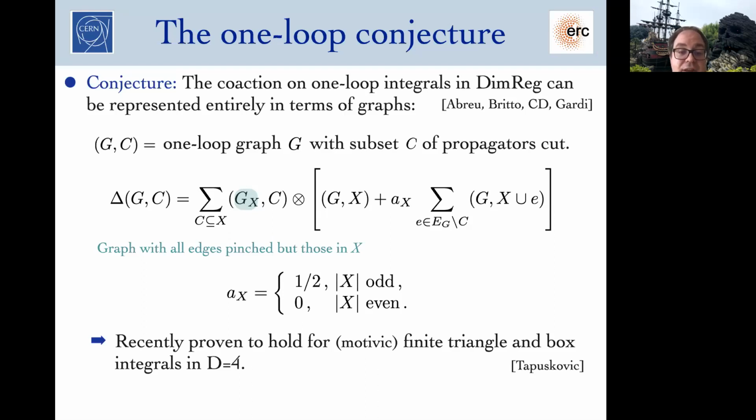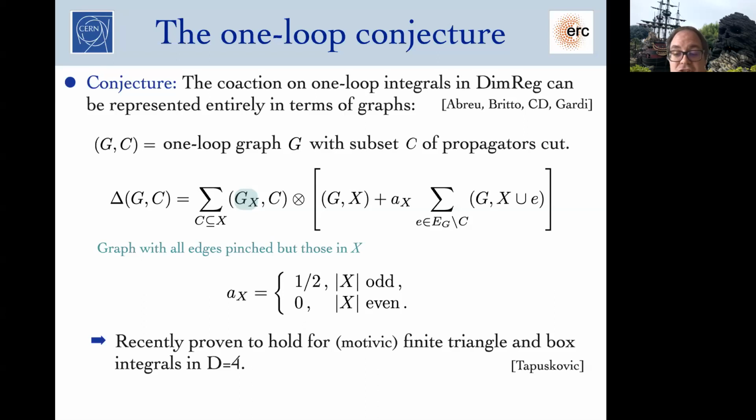Then the coaction can really always be written in a very compact form that fits in a line, which is just purely combinatorial. So you sum over all possible ways of pinching propagators on one hand. G_X means it's the graph G where you pinch a subset X of propagators. And on the other side, you put the same graph where you cut the propagators X. And well, there are sometimes these factors of 1/2 that you have to add, depending on whether the number of cuts is even or odd.